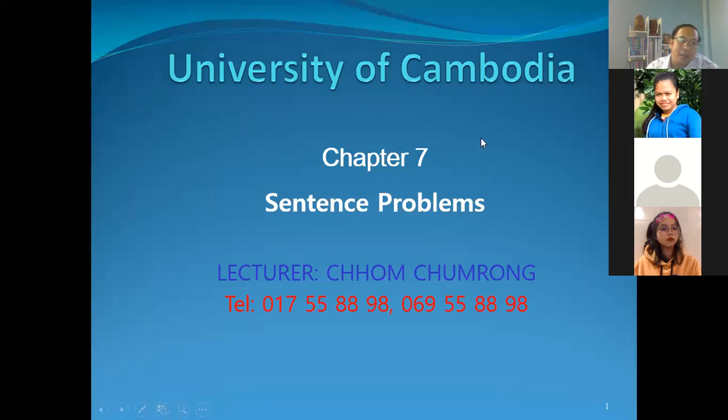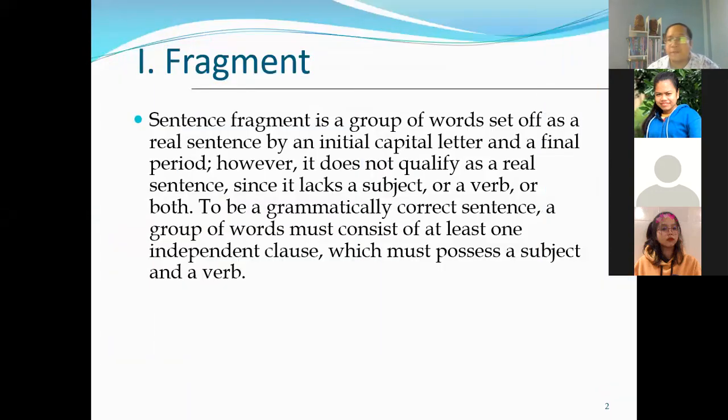Okay, very good. So usually when we're talking about sentence types, there are only 4: simple, compound, complex, and compound-complex. But when talking about sentence problems, we have 8 types. Actually, there are more than that, but we just cover 8 types of problems that you usually make in your writing. The first one we call fragment, not pregnant. Don't confuse it with pregnant. Some people will pronounce it wrongly, but actually we don't pronounce it that way.